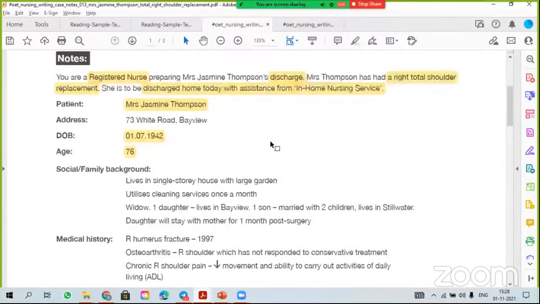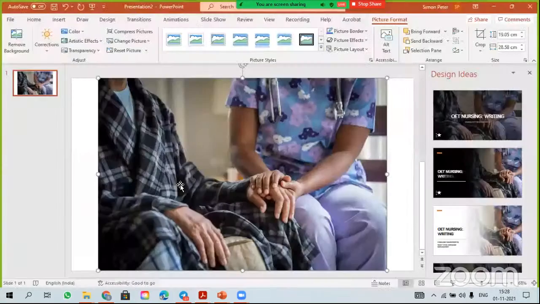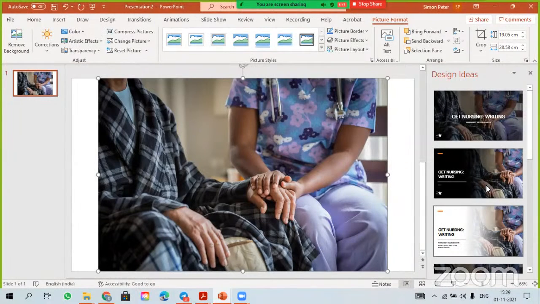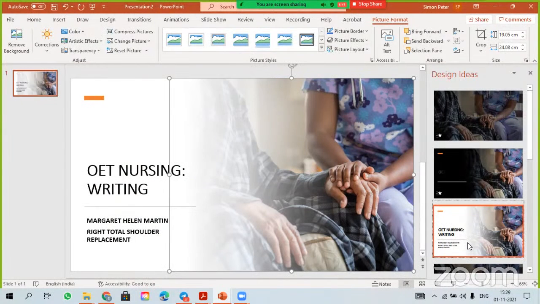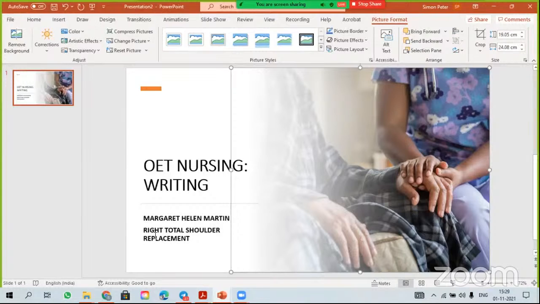Now let us see here. She is 76 years old. The patient is 76 years old. Remember that. Right shoulder to total shoulder replacement. This is very, very important.